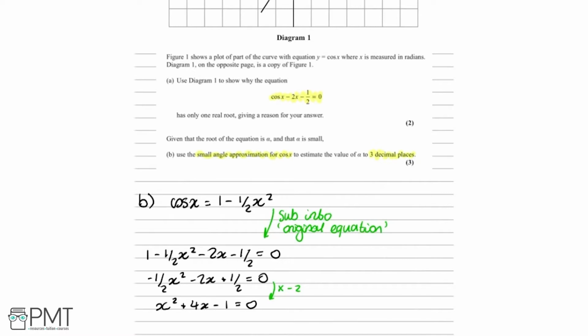We can just put it into our calculator to get the solutions. So putting this into the calculator, we get that x equals minus 2 plus root 5, x equals minus 2 minus root 5. But here's where questions sometimes often try and catch you out, because here we've got two solutions.